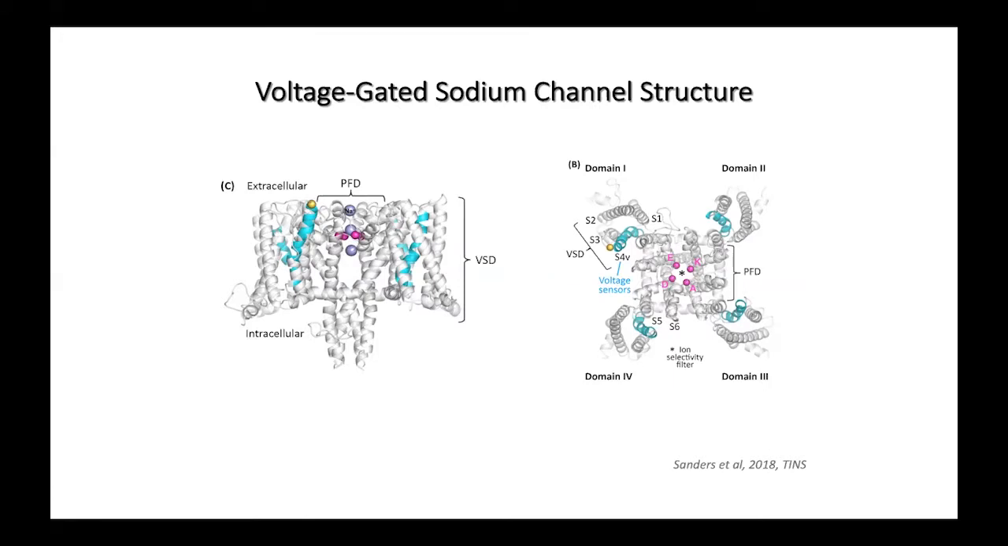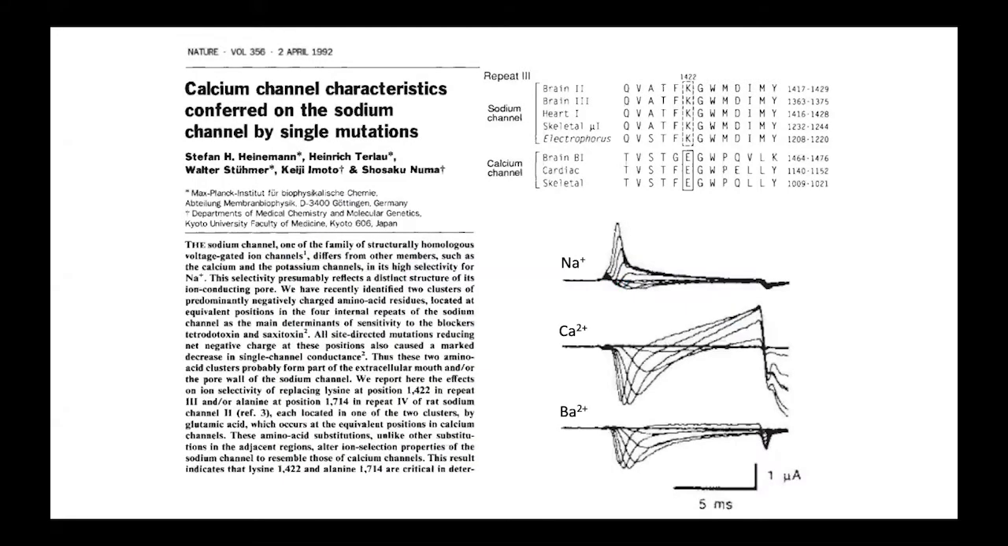And one of the ways we know that is by doing studies where you do site-directed mutagenesis and you look at the effect on channel function. So for K1422, in all sodium channels, this is a K, but in calcium channels, it's an E.